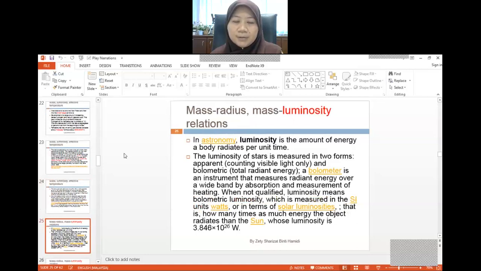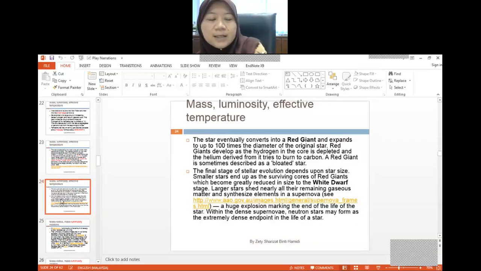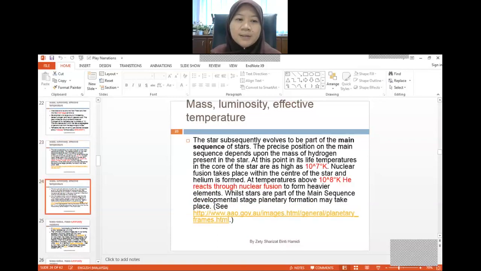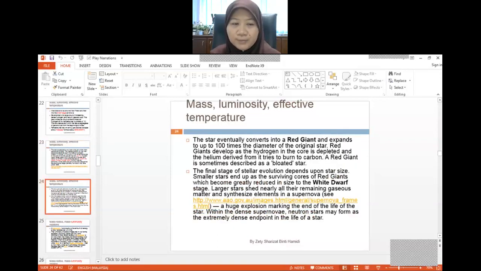So that is about the HR diagram, and that is about the evolution of the star in terms of the introduction. You can also ask about this topic in the next lecture, before I move to the relationship between the mass, the luminosity, and also the effective temperature.